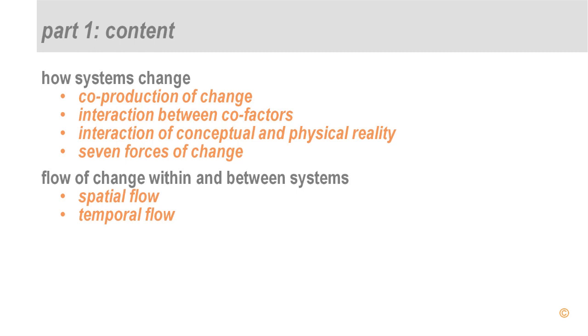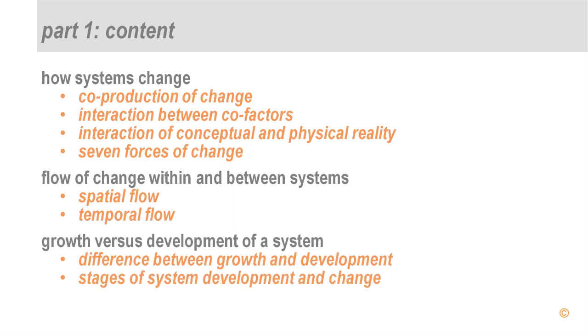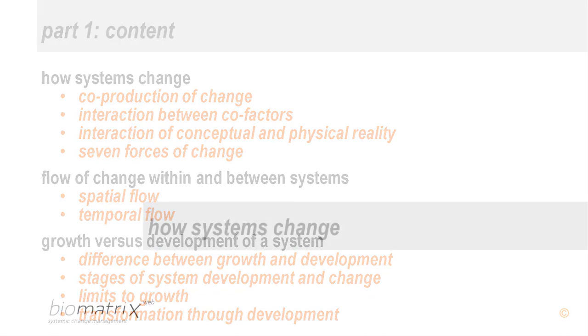We look then at how systems change, namely that they grow and develop, that there is a difference between what we mean by growth and what we mean by development, and goes through stages of growth and development, that there are limits to growth and that we can transform a system by developing it.